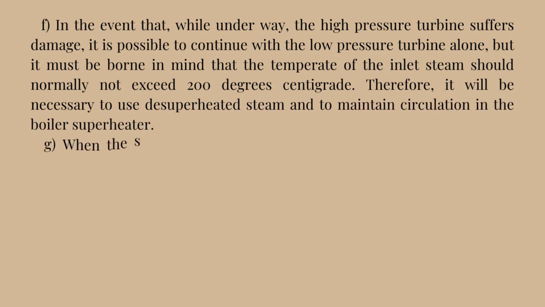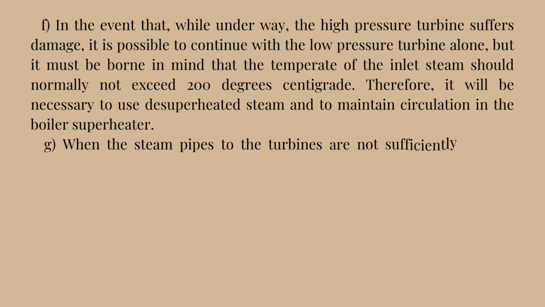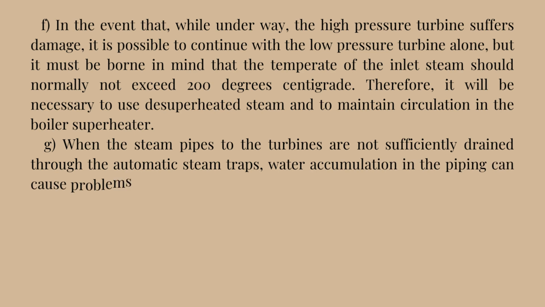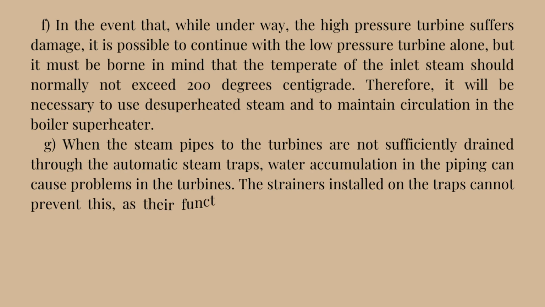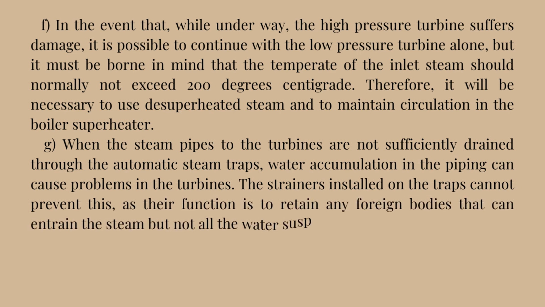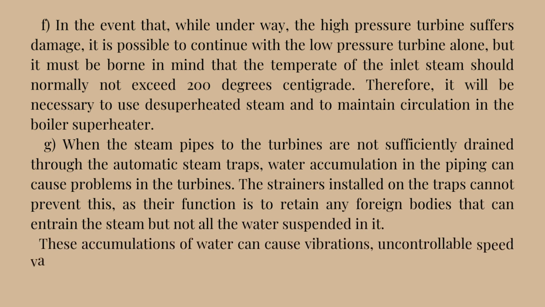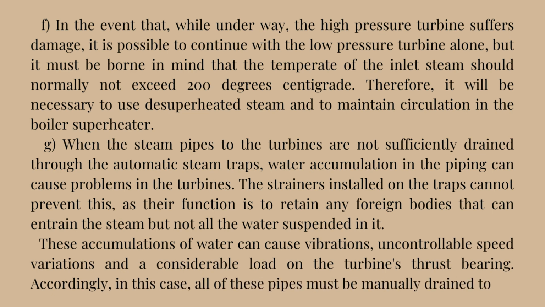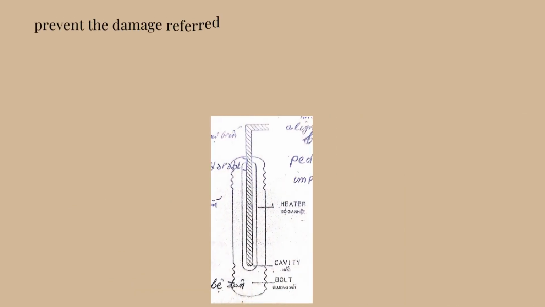G. When the steam pipes to the turbines are not sufficiently drained through the automatic steam traps, water accumulation in the piping can cause problems in the turbines. The strainers installed on the traps cannot prevent this, as their function is to retain any foreign bodies that can entrain the steam but not all the water suspended in it. These accumulations of water can cause vibrations, uncontrollable speed variations and a considerable load on the turbine's thrust bearing. Accordingly, in this case, all of these pipes must be manually drained to prevent the damage referred to above.